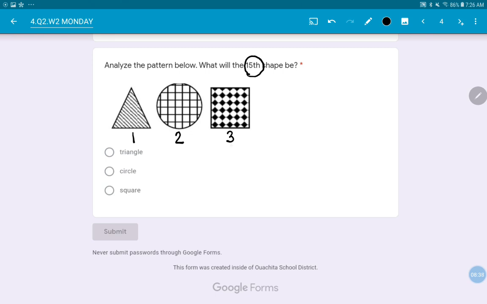I noticed that 3 is a factor of 15. So that tells me that since there's 3 shapes that repeat, each multiple of 3, 6, 9, 12, 15, and so on, is going to end the pattern before it starts back over. So 15 will be a square.